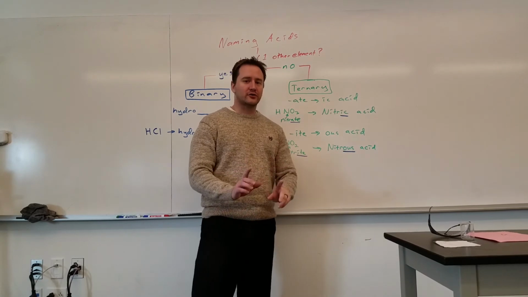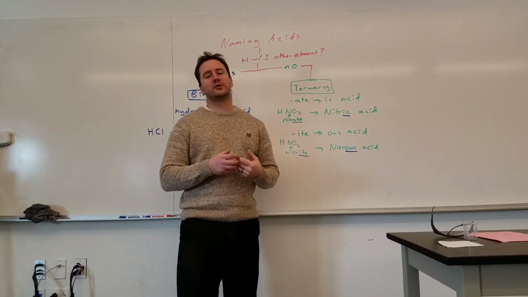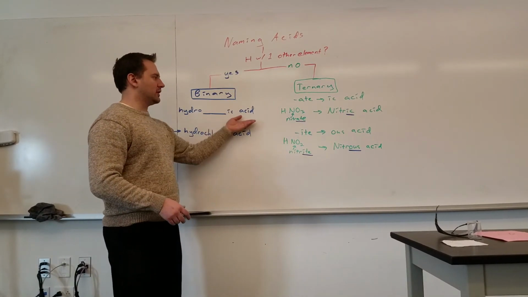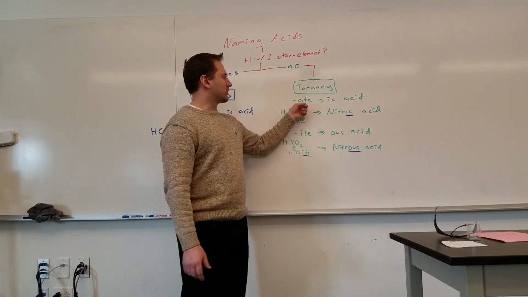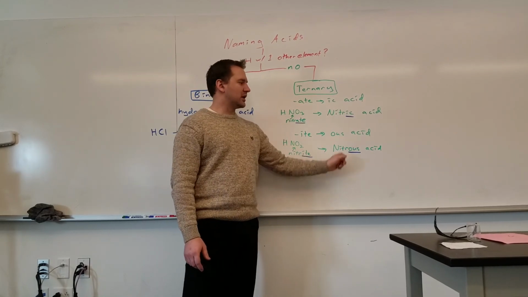So again, first question you have to ask yourself is if it's hydrogen with just one other element, or if it's with a polyatomic ion. If it's one other element, it's binary, you use hydro-blank-ic acid. If it's ternary or has a polyatomic ion, you have to look and see whether the ion ends in ate to make it an ic acid, or ite to make it an ous acid.